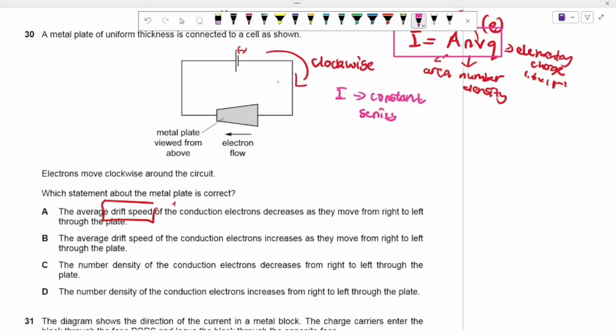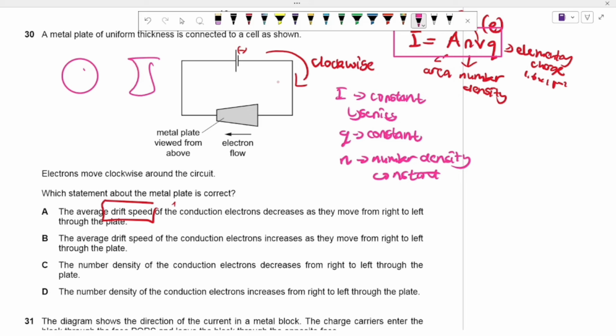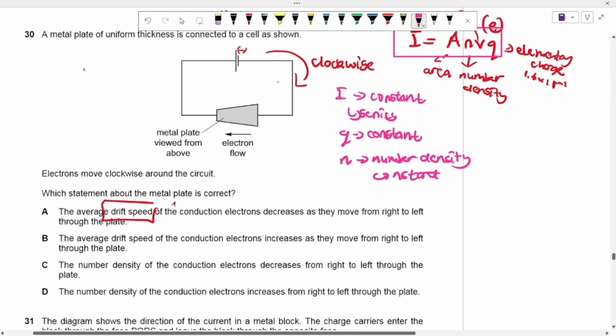And based off that fact, I is constant. q, the elementary charge, is basically just going to remain constant. And then n is the number density, and that is also going to be constant. Why? It doesn't change, right? For this specific metal, the number density doesn't change. Think of number density as the actual density. Does it matter if you have a circular plate of copper, a square plate of copper, something like this? Does the density of copper actually change? Think about it. The mass that you take and the volume that you take will always give you the same density, right?